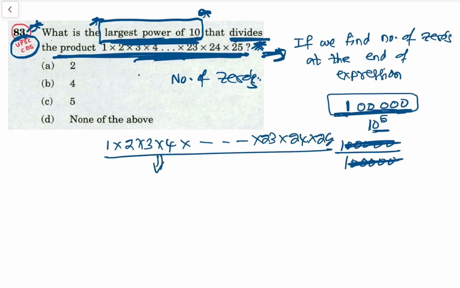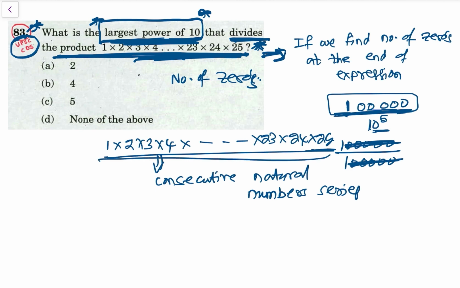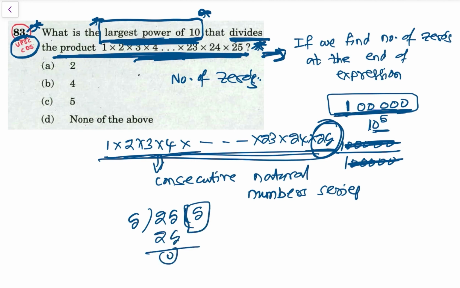So this is, consecutive natural numbers, natural numbers का series है, इसका series. अब consecutive natural number series का number of zeros find करने का तरीका क्या है? So take the last number and divide it by 5. 5 क्यों? Because 2 हमें पता है बहुत है, 5 5s are 25, so 5 1s are 5, so 5 again divided by 5 is 1, remainder 0, so 5 plus 1 is the answer.